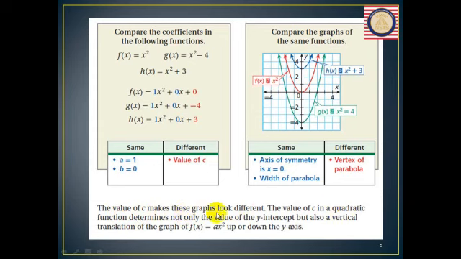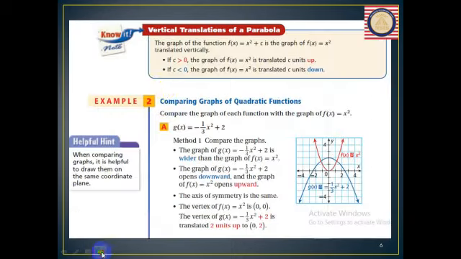The value of c in a quadratic function determines not only the value of the y-intercept, but also the vertical translation of the graph of f of x equal ax to the power of 2, up or down the y-axis. So my rule here: if c is greater than 0, it's translated up. If it's smaller than 0, the parent quadratic function is translated down. Very good.